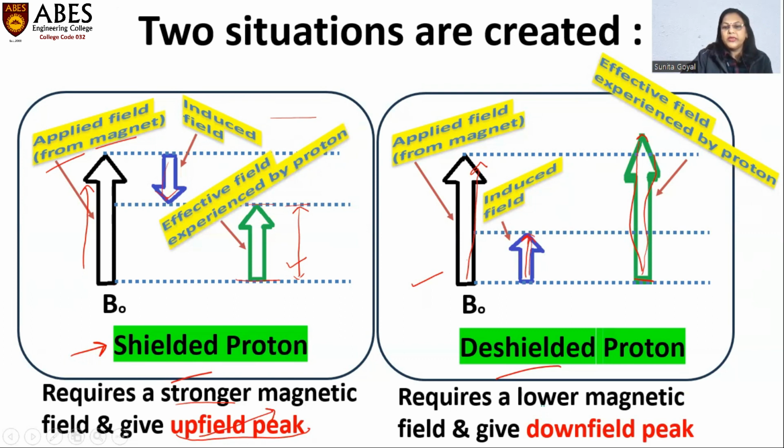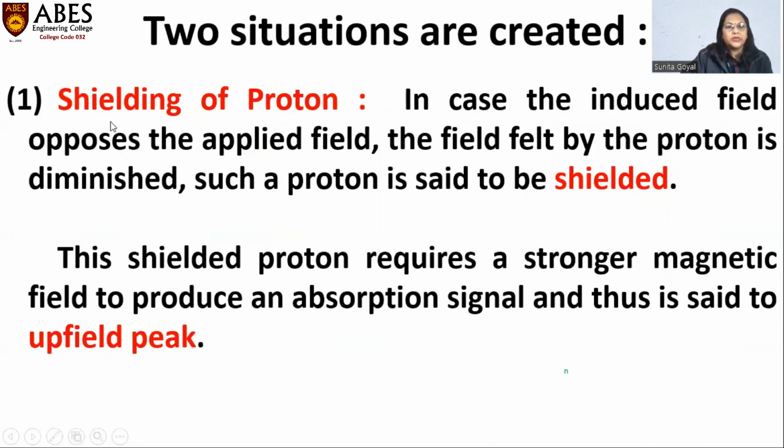Therefore, this signal will be on the downfield side, or this type of peak is known as a downfield peak. Now, as we have understood in the last slides, in case the induced field opposes the applied field, the field felt by the proton is diminished. Such a proton is said to be shielded. While this shielded proton requires a strong magnetic field to produce an absorption signal, and thus it is said to be an upfield peak.